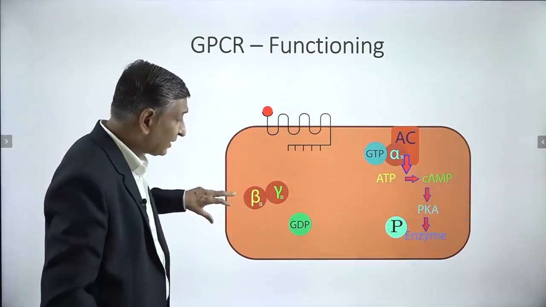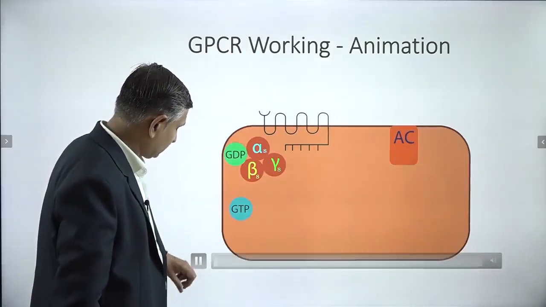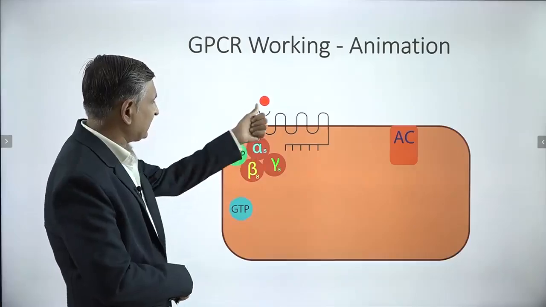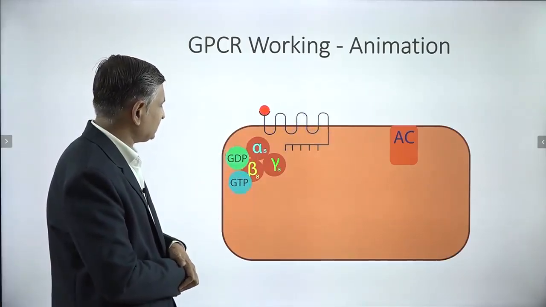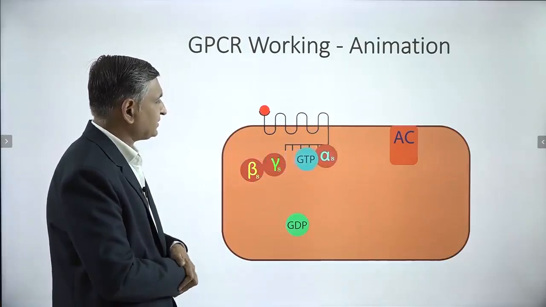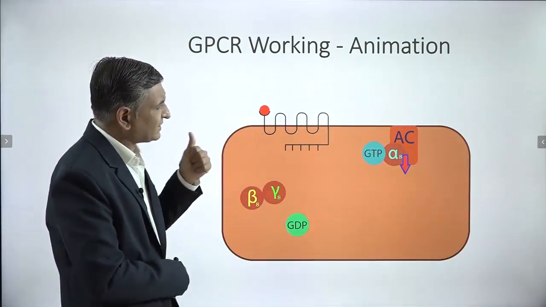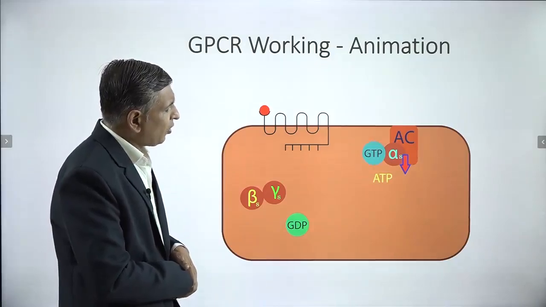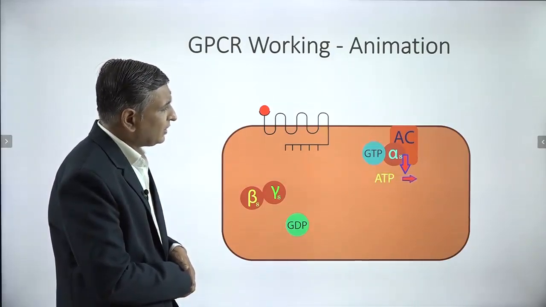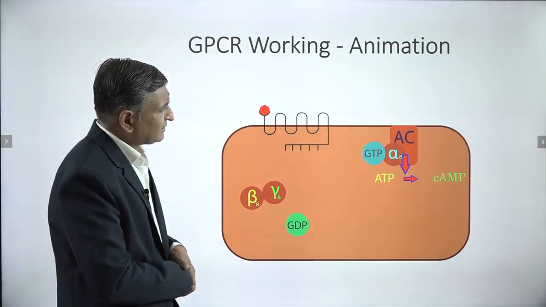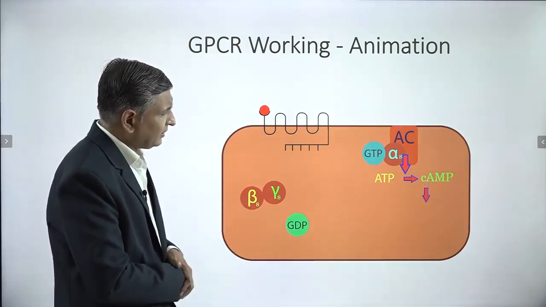I am going to show you the animation first. This is the animation. You can very easily see that this adrenaline is going to stimulate. Then activation takes place. Then GTP binds. The activated portion will move to adenylyl cyclase. It activates the adenylyl cyclase. Now activation of adenylyl cyclase will convert ATP into cyclic AMP. This is how the cyclic AMP is going to increase in the cell.